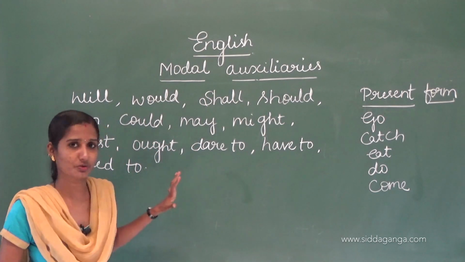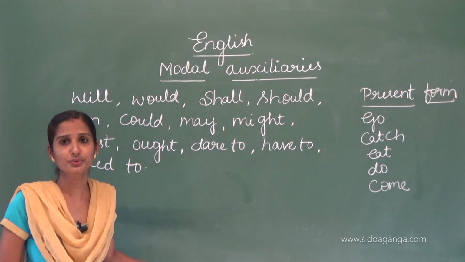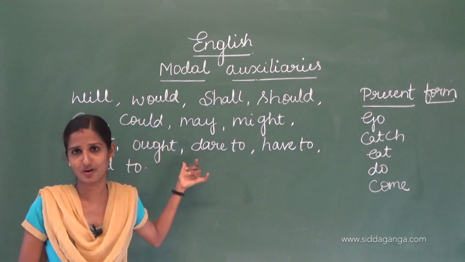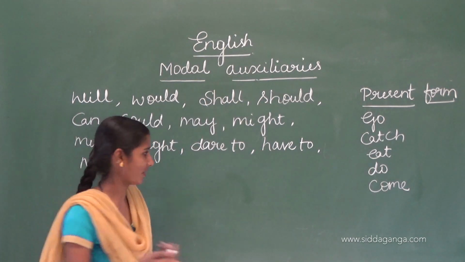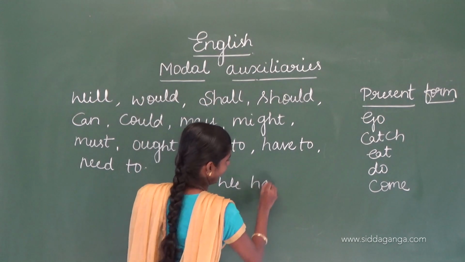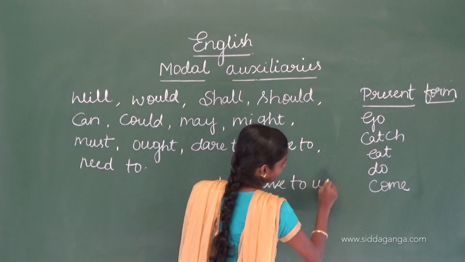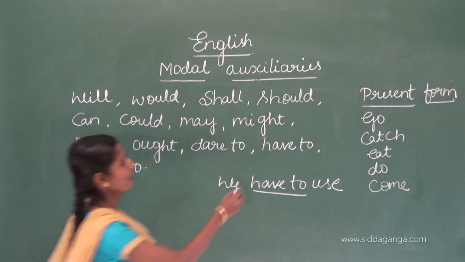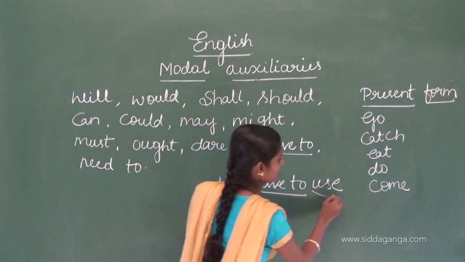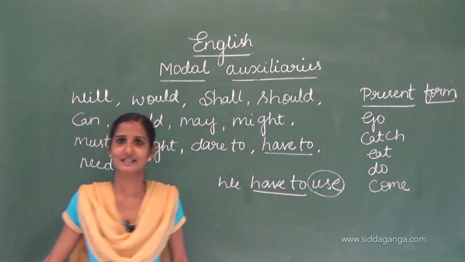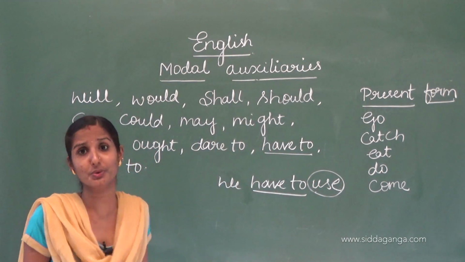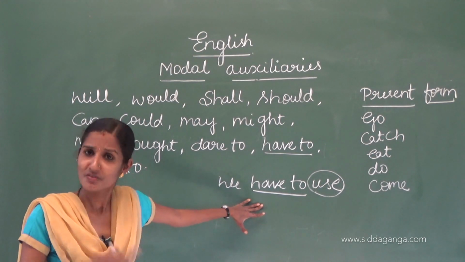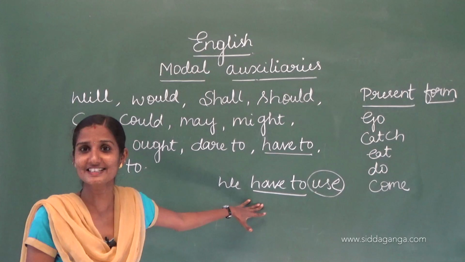Okay, so what we have to do is use the present form along with the modal auxiliary. I have given you one sentence here: we have to use. Have to is the modal verb, right? Right after that I have used the main verb in the present form. We have to use performs the function of necessity.